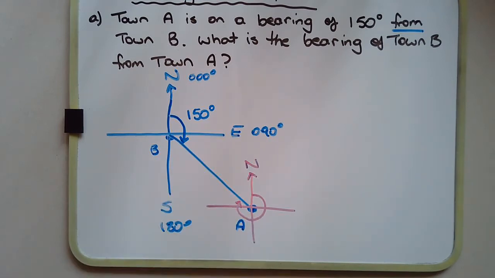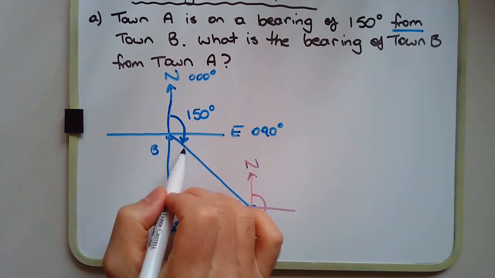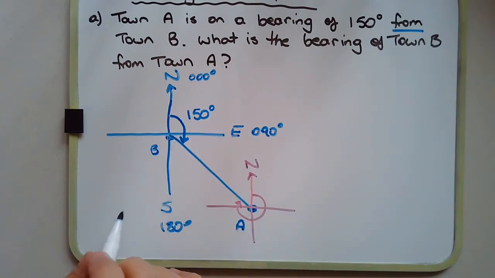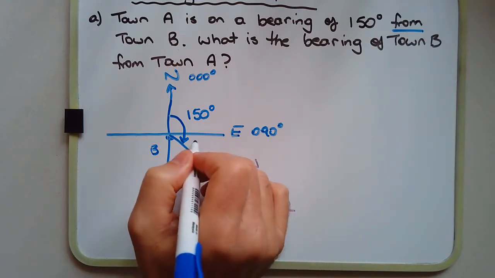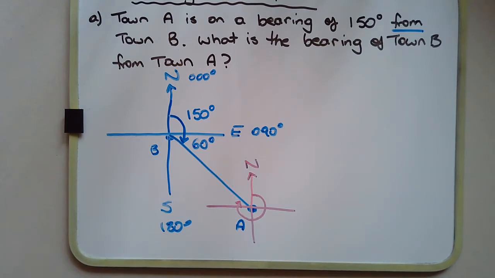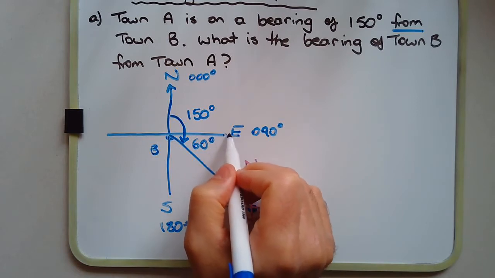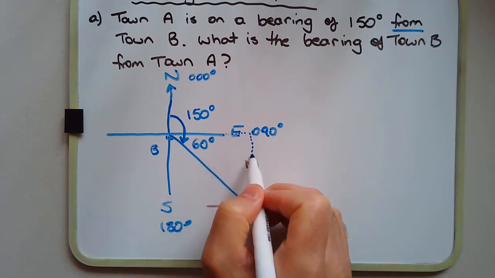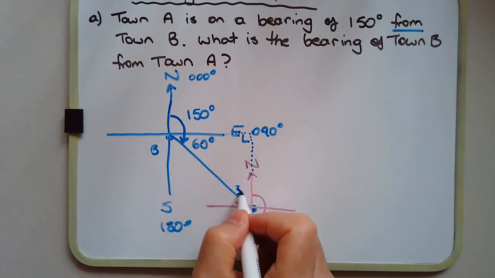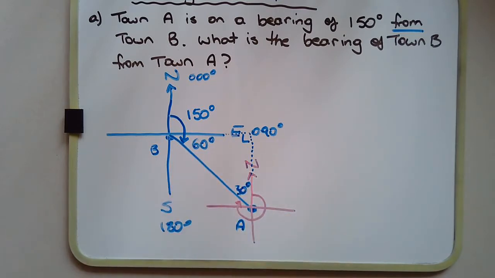So 150 degrees to this line here, 90 degrees. If we subtract 90 from 150, we get 60 degrees. So there's 60 degrees there. Now, if I was to continue this triangle along, you can see that there's a right angle triangle there. The angle sum of a triangle is 180 degrees. If that's 60, this must be 30.